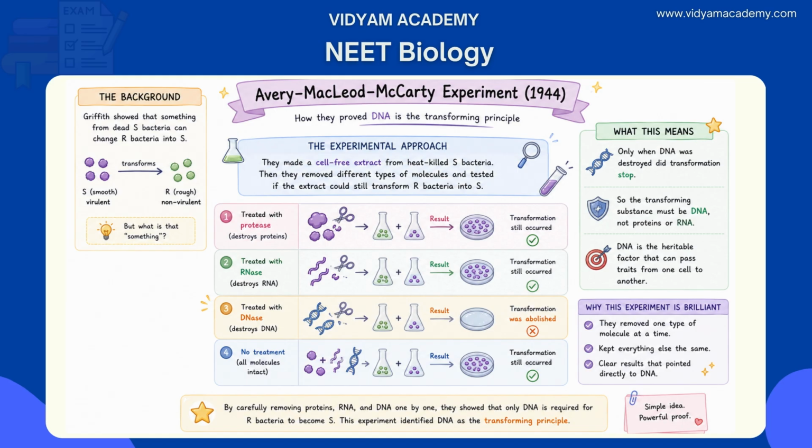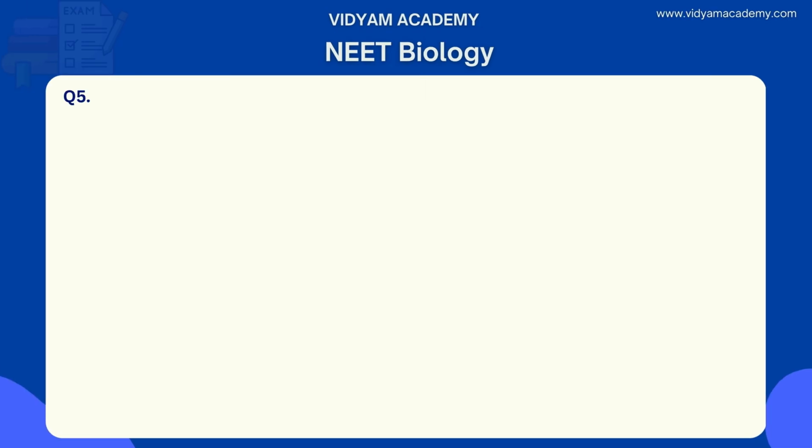This elegant elimination experiment conclusively identified DNA as the transforming principle, the heritable factor responsible for converting non-virulent R bacteria into virulent S bacteria. Despite this clear evidence, many scientists still believed proteins were the genetic material, and it took the Hershey-Chase experiment with the phage to fully convince the scientific community. That's why option B is the right answer for this question. Let's move to question number 5.